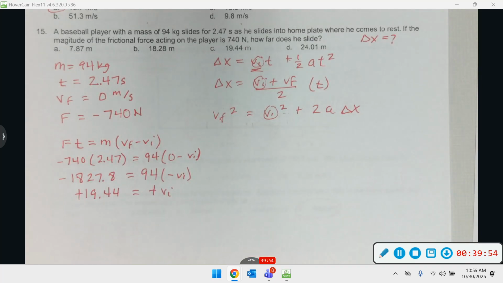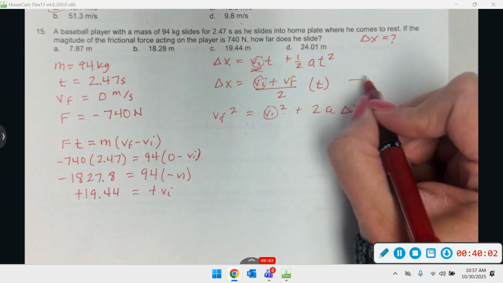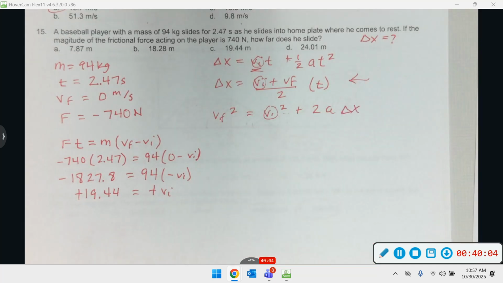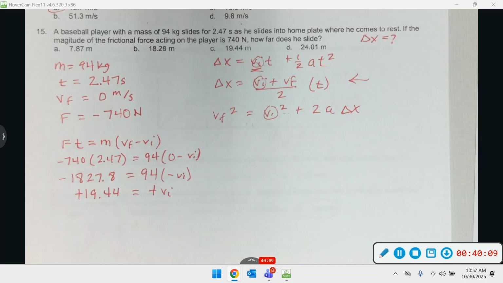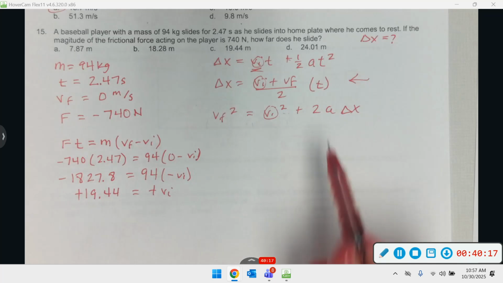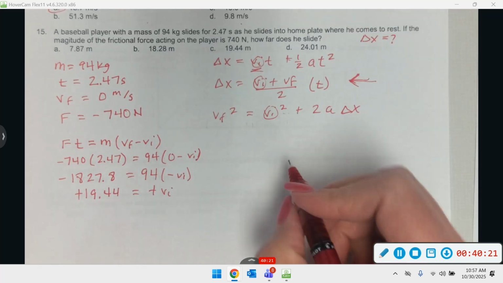All right, so I have my initial velocity. So can I find delta x? Let's see. If I have VI, this is the only one that doesn't have A in it, so let's check that one. I have VI, I have VF, I have T. Yeah, I can use that equation right there. Your other option would be to use F equals ma, get your acceleration, and then you can use any of the three. But I can actually use this one without even finding acceleration. So that's what we're going to do.